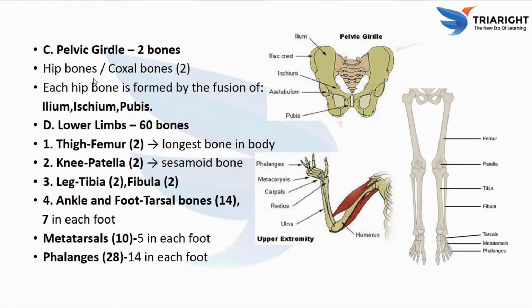Next, the pelvic girdle. You can clearly see the picture of the pelvic girdle here. The pelvic girdle is made up of 2 bones. It attaches the lower limbs to the axial skeleton. It consists of 2 hip bones, also called coxal bones. Each hip bone is formed by the fusion of 3 bones. What are they? Ilium, ischium and pubis.